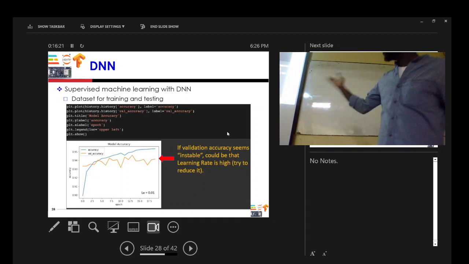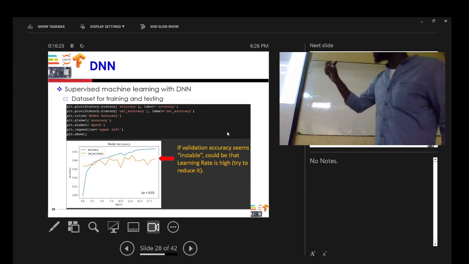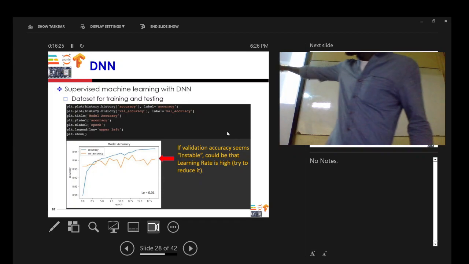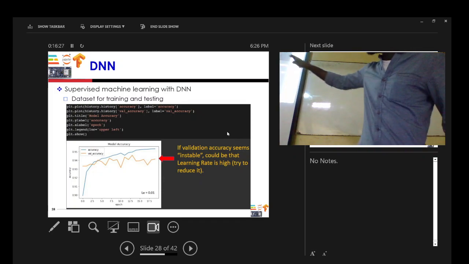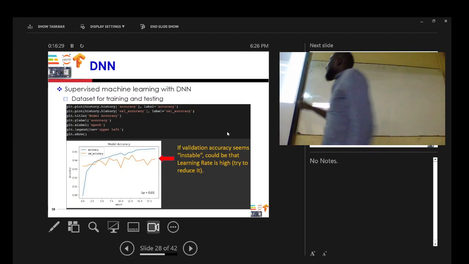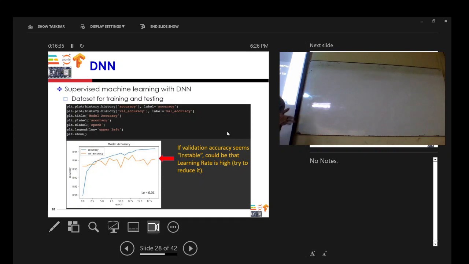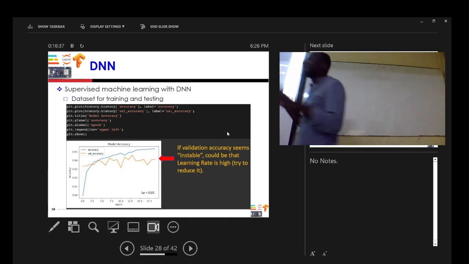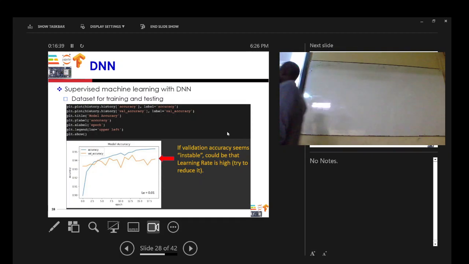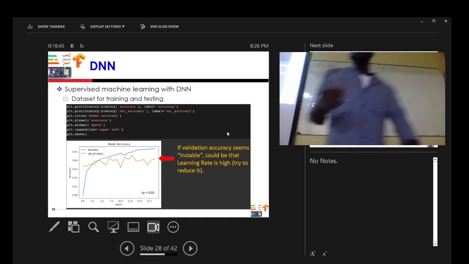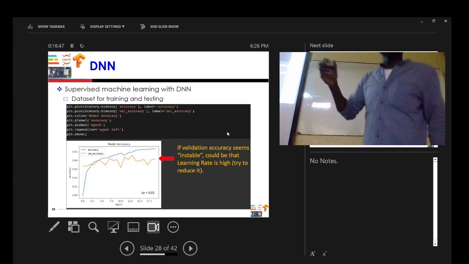While you are training, you'll be checking this graph to see how it is doing. The blue line is your training accuracy, and the yellow line is your validation accuracy. If you get something like this, where your validation accuracy comes up and down, then you have an issue, and that issue could be that your learning rate is too high.